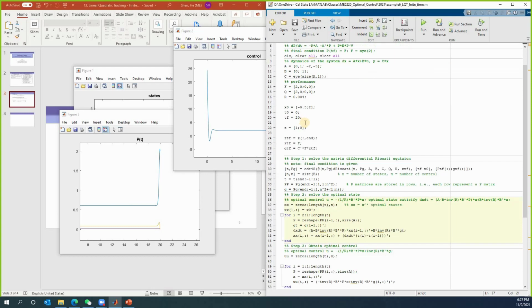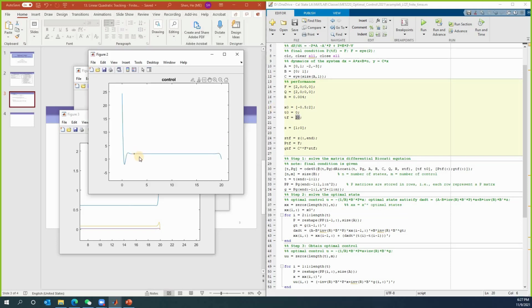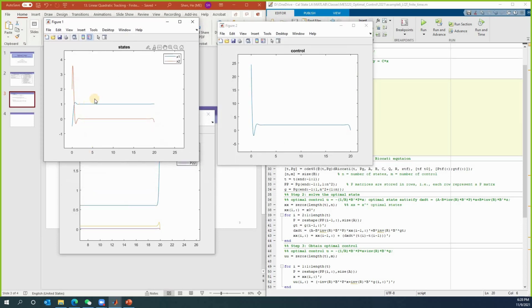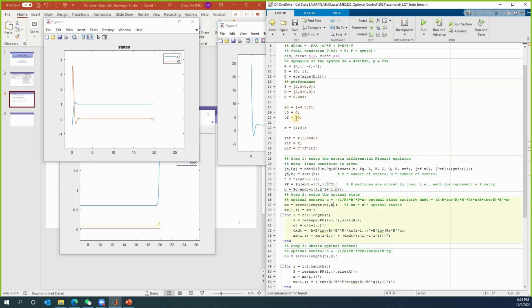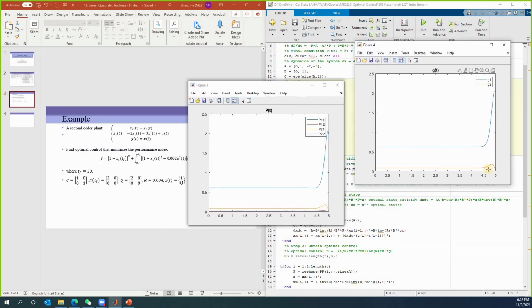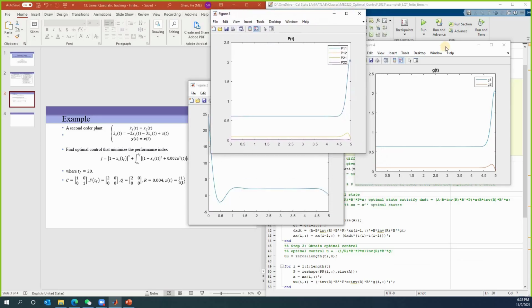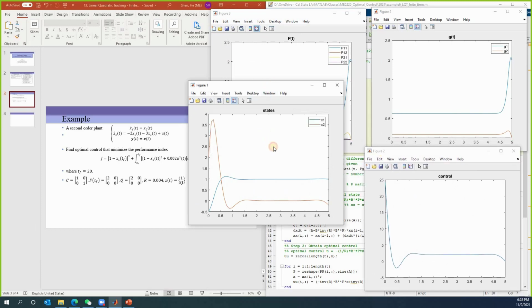What happens if I change the terminal time to 5 seconds? Initially I gave it 20 seconds. It looks like the system can be controlled within a much shorter time, say 5 seconds. Up to here, I should be able to see the system being stabilized already. So this is our control, these are the states, and you can see that by 5 seconds the system already gets there. Let's see what happens if I change the final time to 5 seconds. This is G. Similarly, toward the end, it will deviate from a constant number. This is the matrix P, and this is our control, and these are the states.